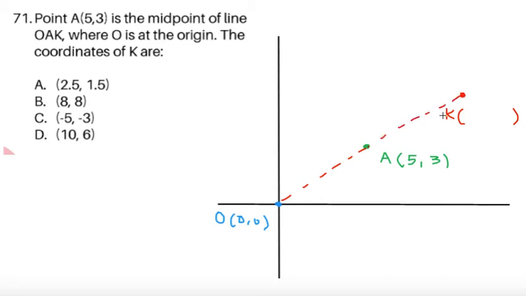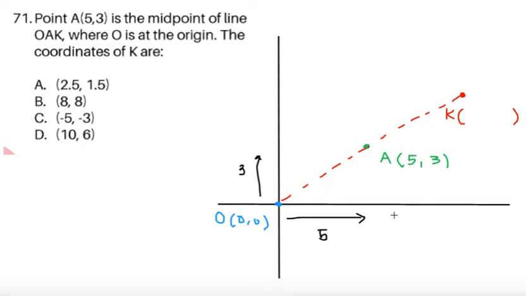We're always at the origin. The coordinates of K are, so again, this figure is not drawn to scale. I couldn't connect these three with a line, but since A is the midpoint, we can use the rise over run technique. So from O to A, I'm moving 5 units right, and then 3 units up. So from (0, 0), I move 5 units to the right, and then 3 units up to reach this point.